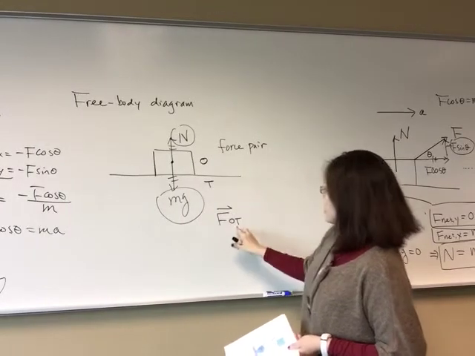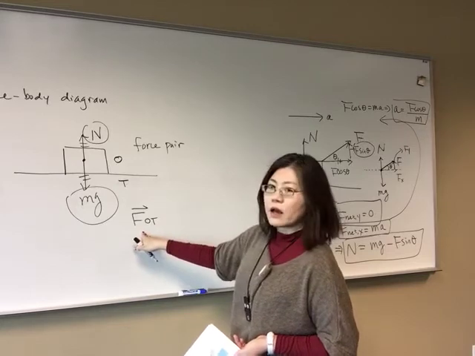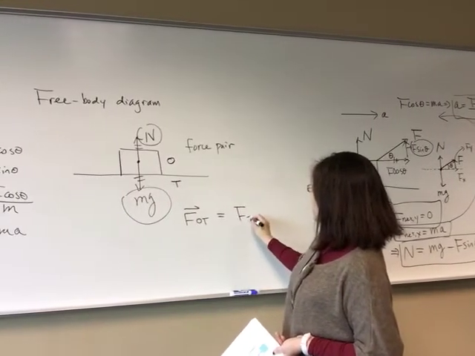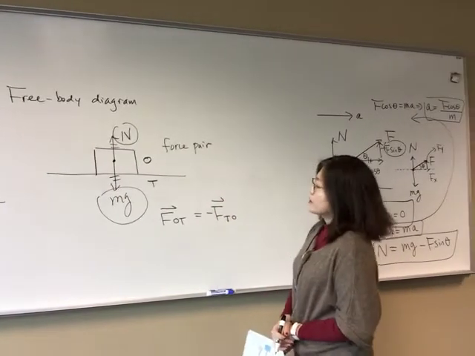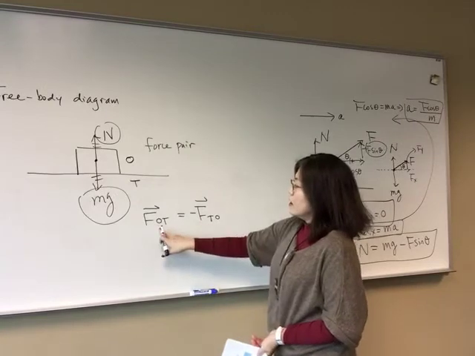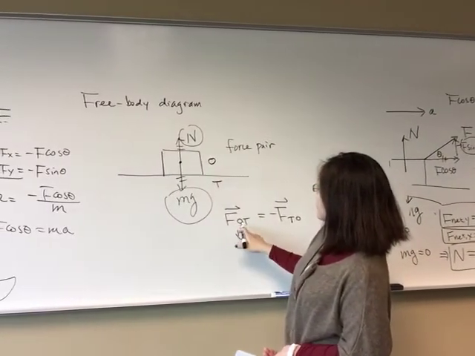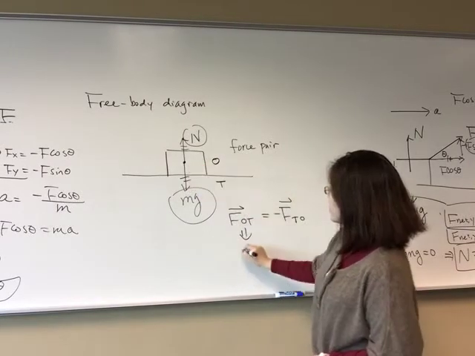F_OT reads that the force acting on the object by the table is equal to the force acting on the table by the object, and they are in the opposite direction but with the same magnitude. What is the force acting on the object? The force acting on the object by the table is the normal force.